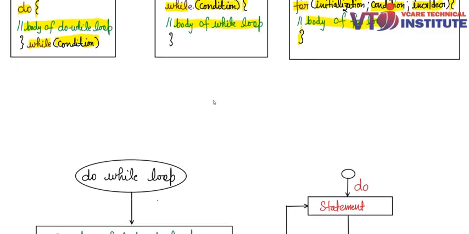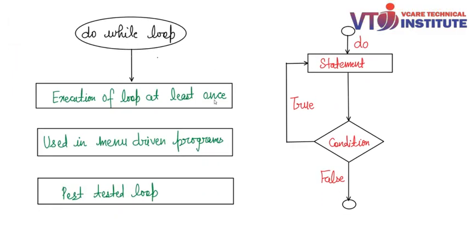Now let's move ahead. One by one we should talk about all these loops. So let's start with the do while loop and talk about it in detail.